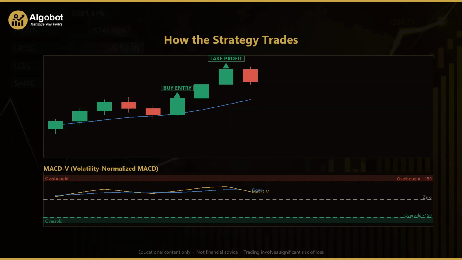The trend average is rising with price above it. Macd is above zero. We have a fresh cross up, and Macd is comfortably below the 150 overbought level, so the move is not considered exhausted. That is where the buy entry marker appears. From there, the stop loss sits 1.4 ATR below entry, and the take profit sits 2.6 ATR above, that roughly 1.9 to 1 reward to risk we mentioned.